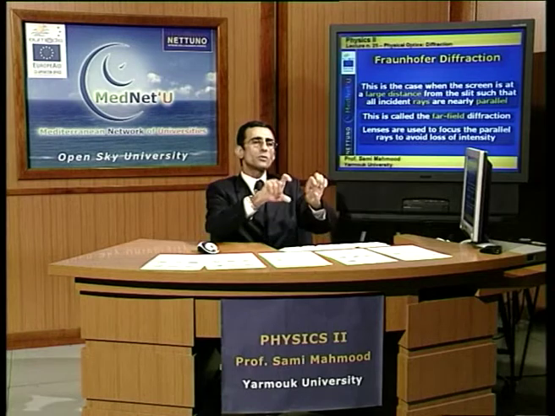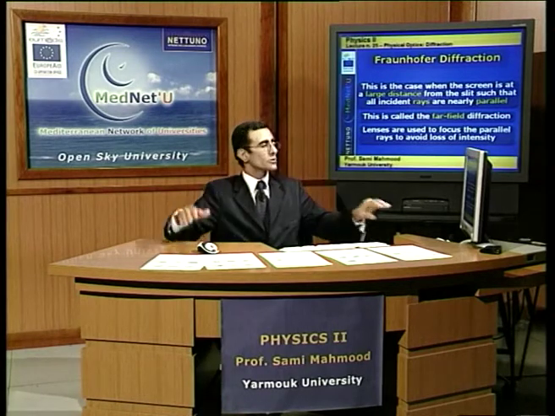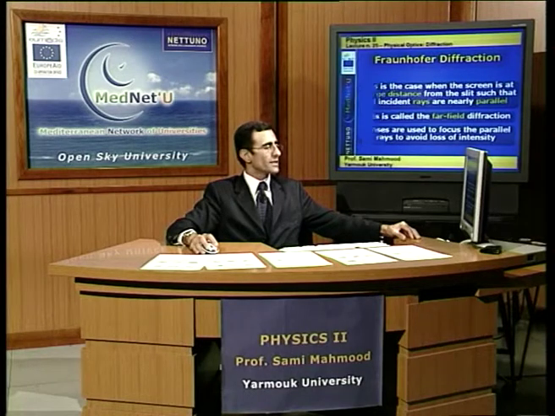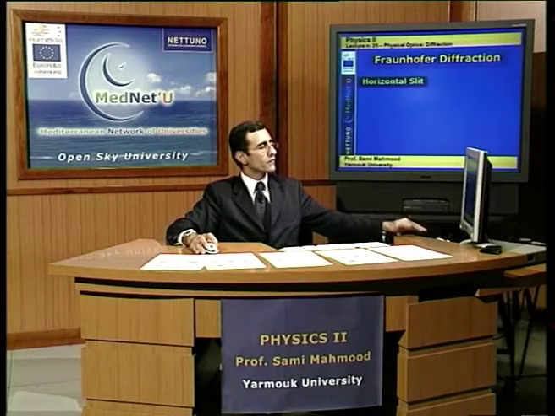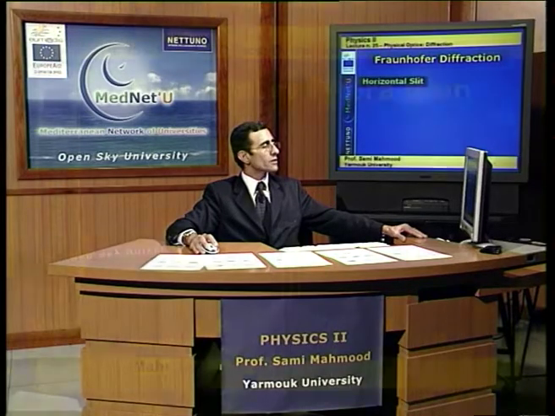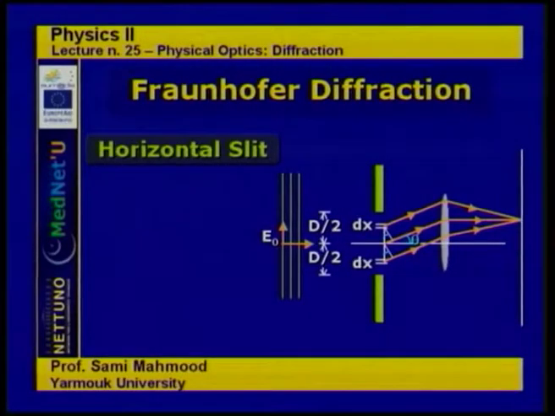So people use lenses in order to avoid the loss of light intensity. Now if we consider Fraunhofer diffraction and we consider a horizontal slit, the horizontal slit is going into the page. This is the opening or the width of the slit that we see. Here we are using a lens in order to avoid loss of intensity, and the width of the slit is d. So we have d over 2 above the center and d over 2 below the center.